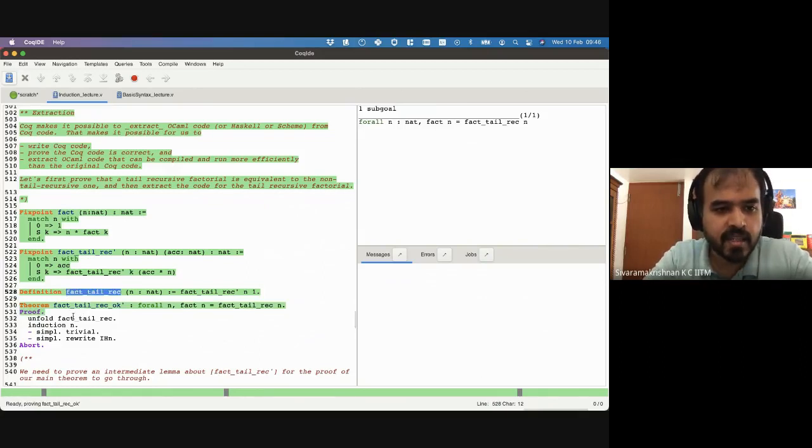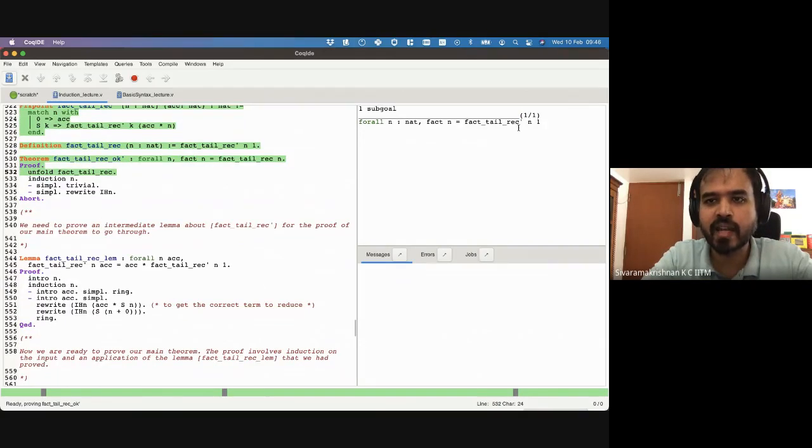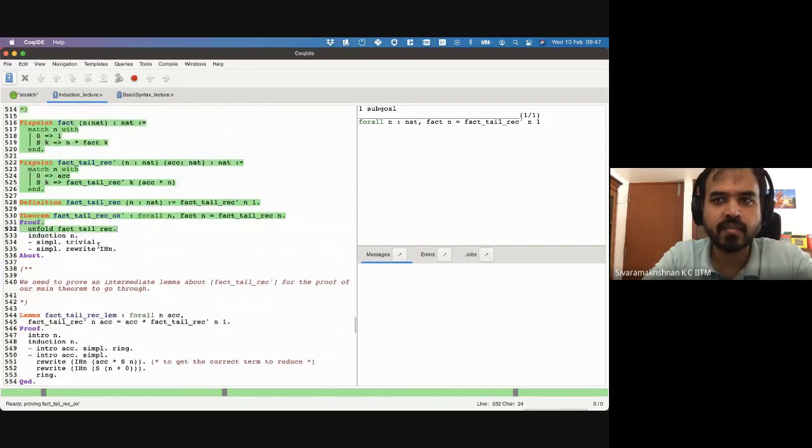So this is a definition. This factorial tail rec takes an n and simply calls factorial tail rec prime, this implementation, with the same n and 1. So if it is a definition, you just unfold it. Keep this in mind: whenever you see a definition, unfold is the tactic to use to expand it. When you unfold tail rec n, all you get is the call to tail rec prime n 1, which is what we expect because that's the definition of tail rec.